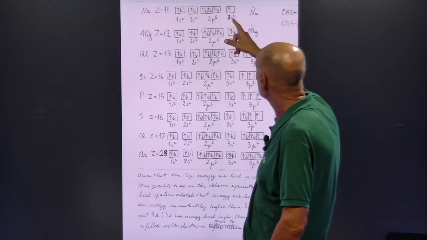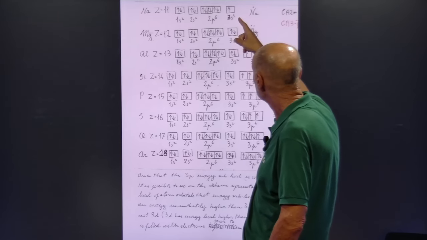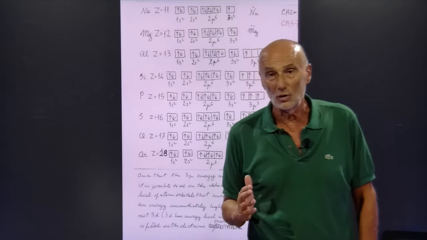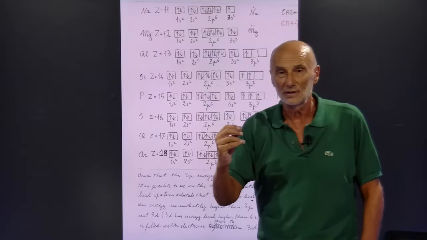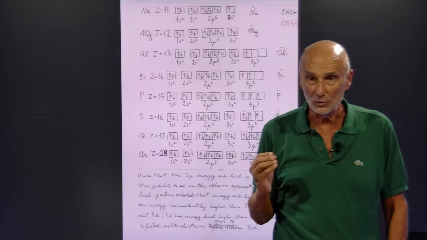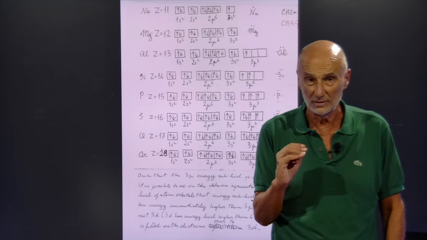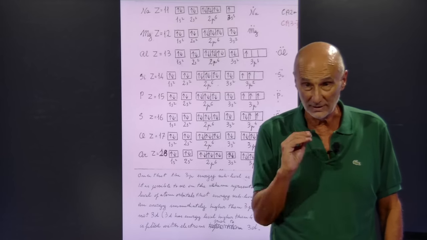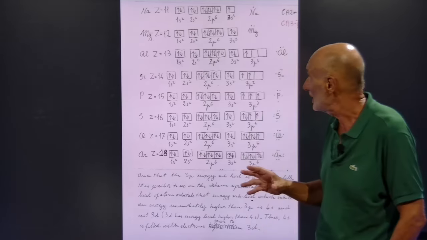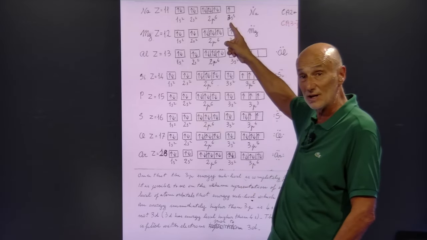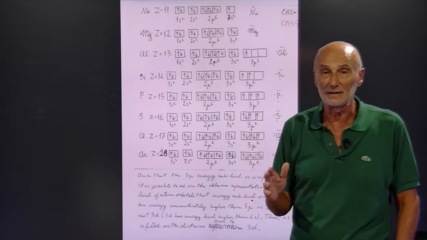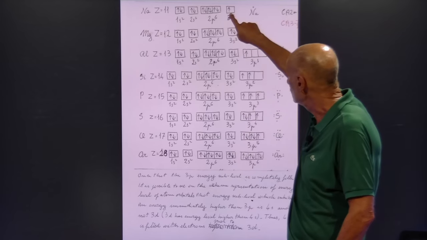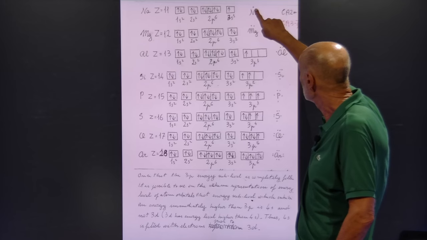The 11th electron is located in the orbital of type S, and it is the 3S. The electronic symbol of sodium is this one, because in the electronic symbol we have to report only the electrons that are located in the outer shell of the atoms. The outer shell of the atom in sodium is the third energy level. And how many electrons are located in the third energy level? Only one electron. And so the electron that is here is reported here.